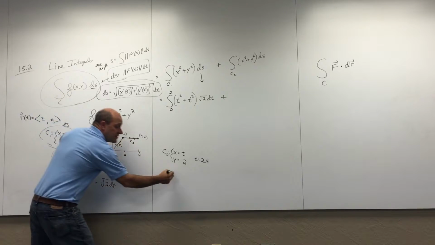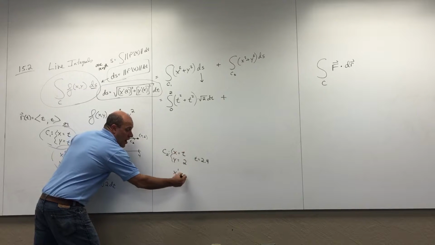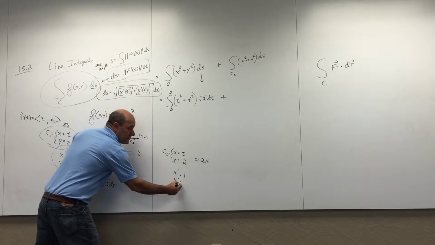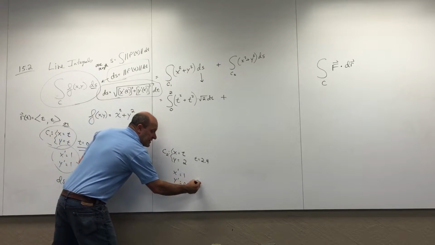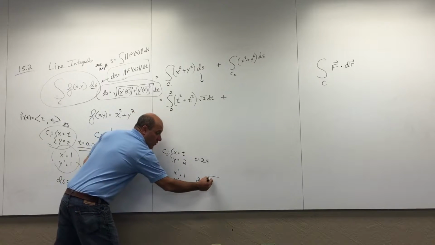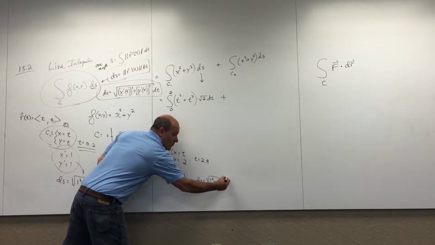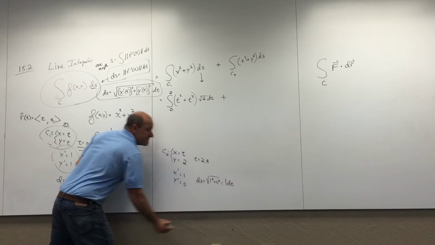And now I would like x prime and y prime, please. X prime is 1. Y prime is 0. What do you think the ds would be then? The ds would be the square root of 1 squared plus 0 squared, or simply 1 dt.